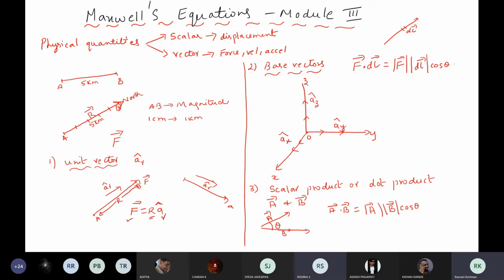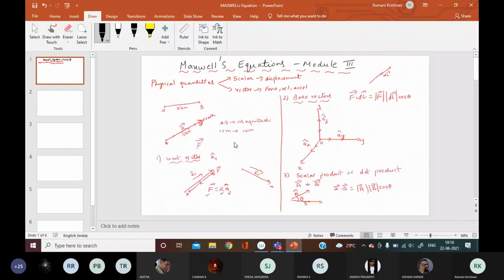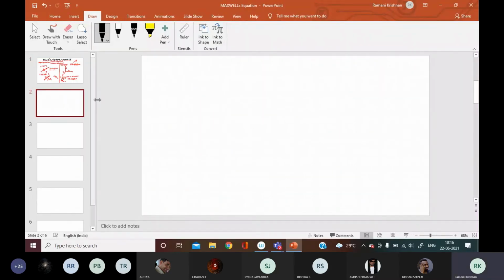So let us define the scalar product or dot product. It is defined as the product of magnitude of the two vectors and cos of the angle between them. Okay, cos of the angle between them is called scalar product or dot product. Let us go for cross product. At least now you can say what is cross product of two vectors.